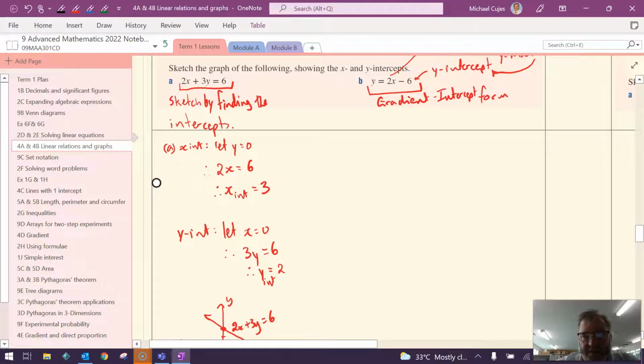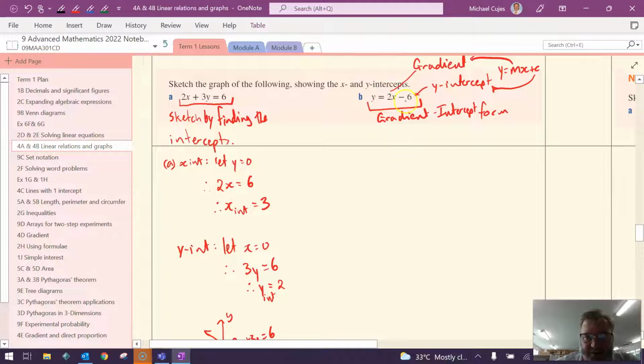The second one, where I've been given the gradient and the y-intercept, y equals 2x minus 6, I know my gradient equals 2. Remember, a gradient is a measure of your increase in height, your rise, divided by the horizontal distance, the run. Some people like to think of that as delta y over delta x. Delta is a Greek letter that we use to symbolize a change. You may have seen that in science.